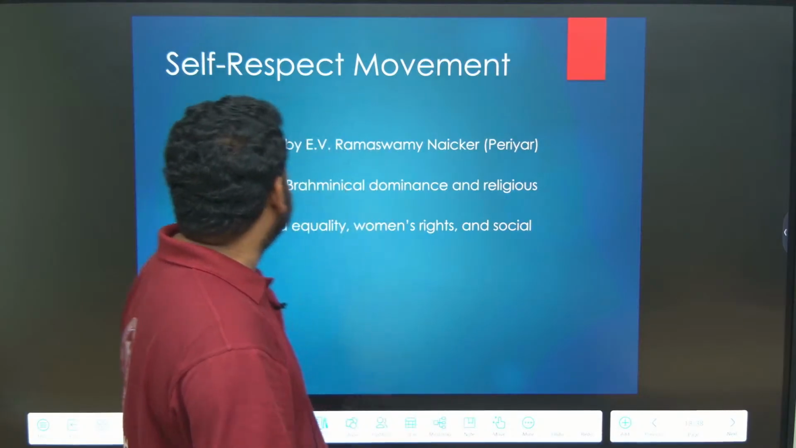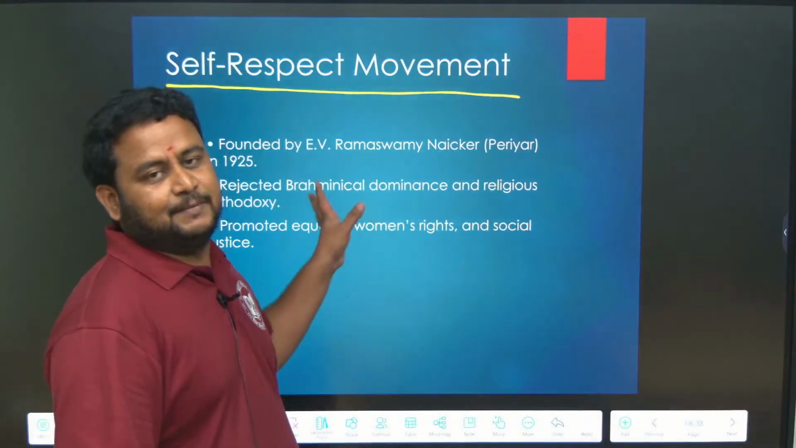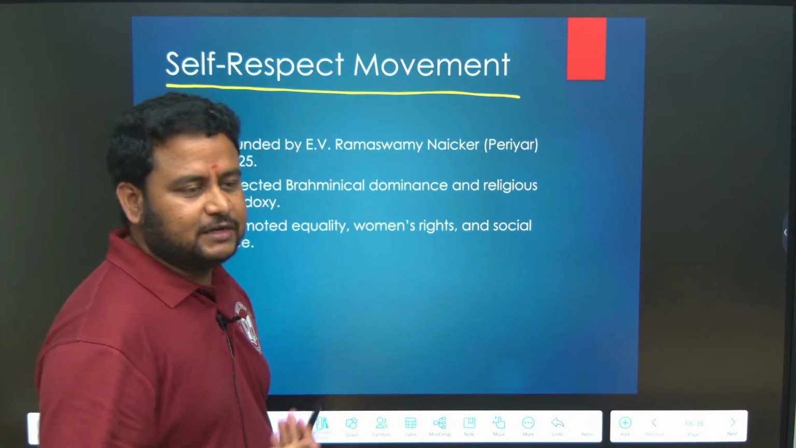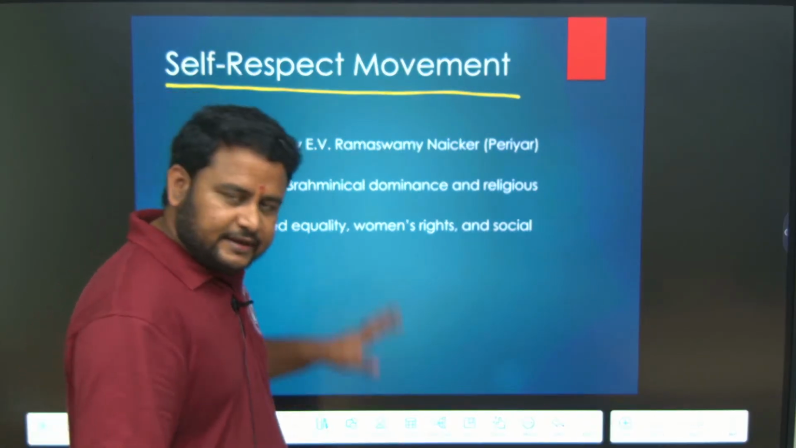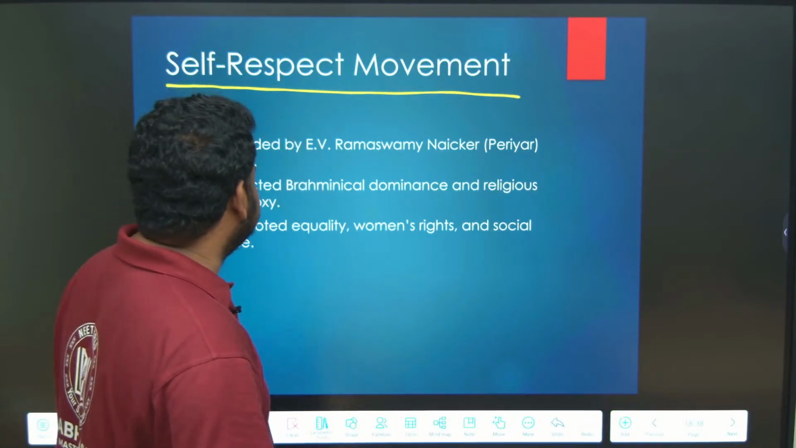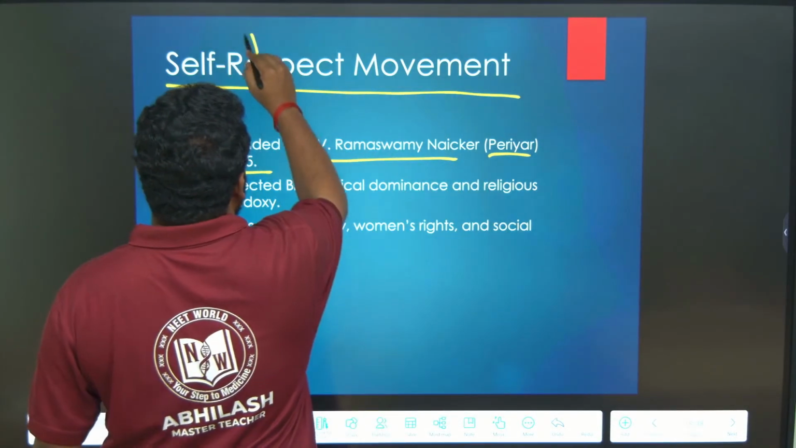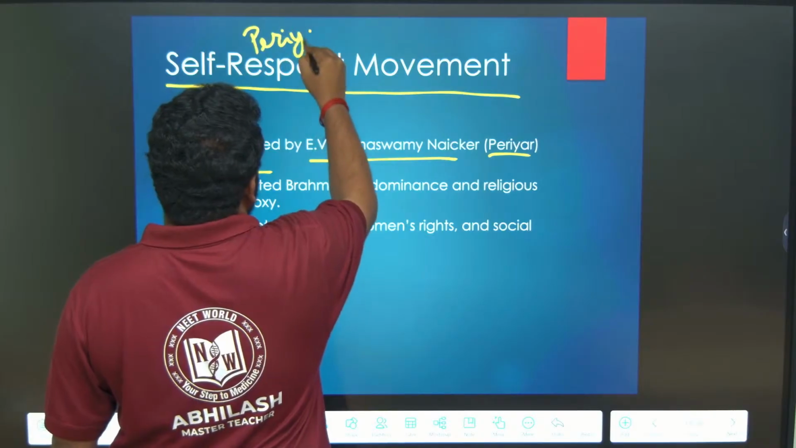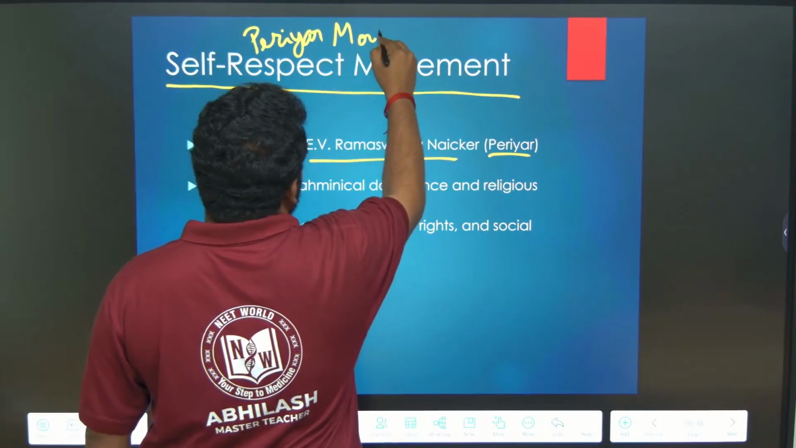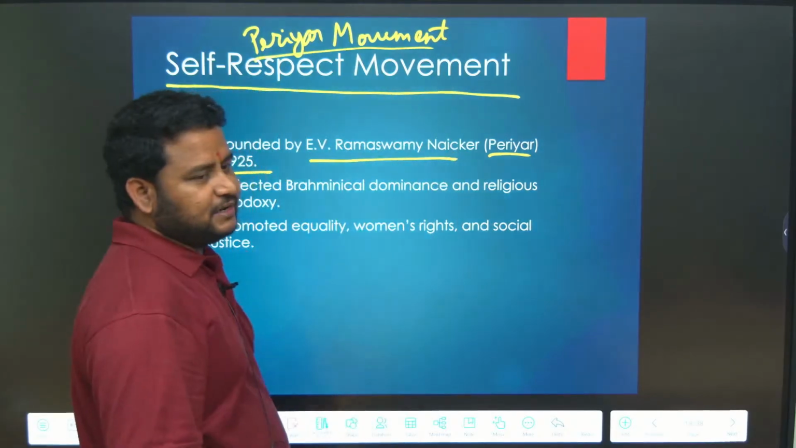Clear? Now, next is the self-respect movement, very important. There are high chances this question will come, because multiple times this question has been asked by many examination authorities when it comes to the self-respect movement. It was started by E.V. Ramasamy Naikar, Periyar, in 1925. This is also called the Periyar movement. Self-respect movement or Periyar movement, it is one and the same.